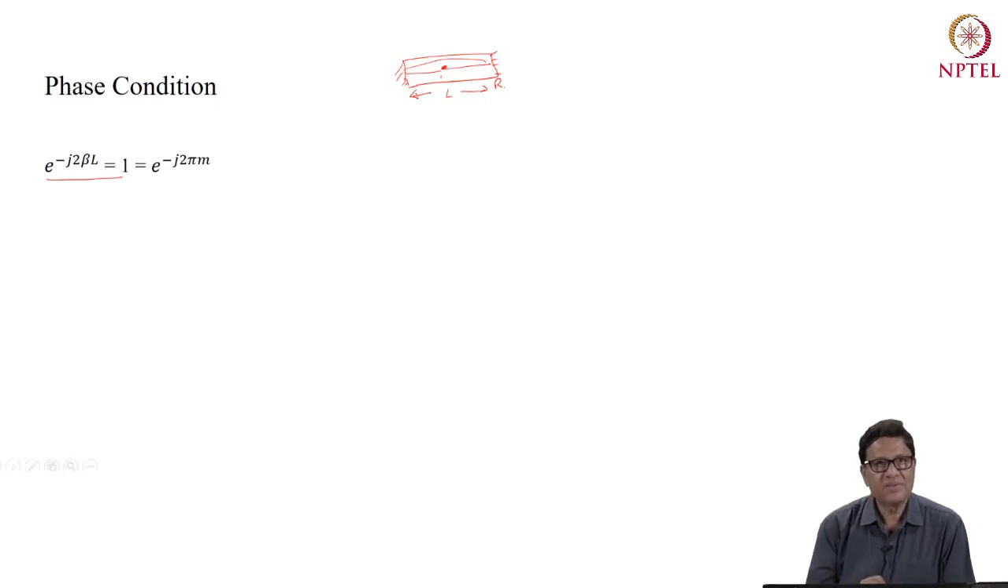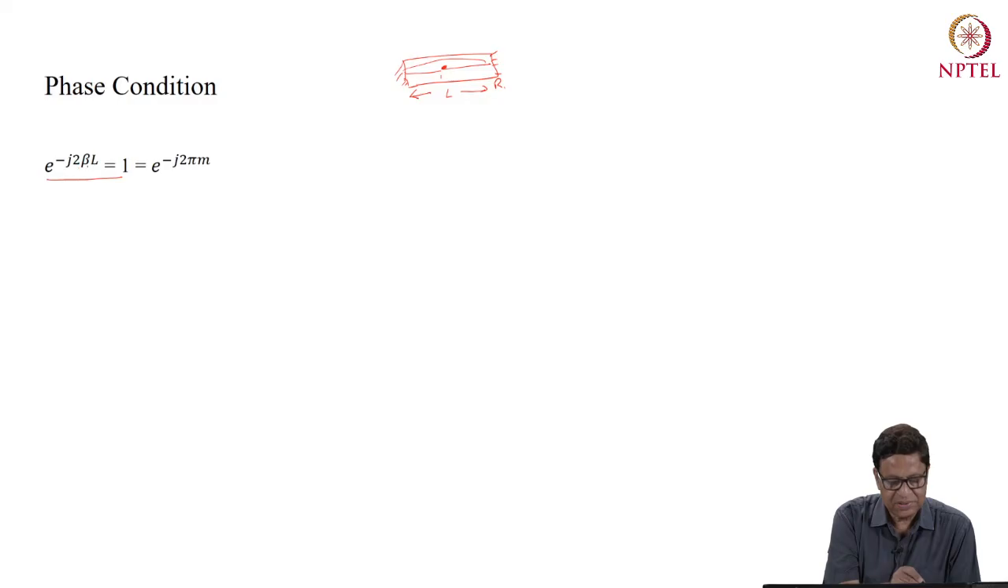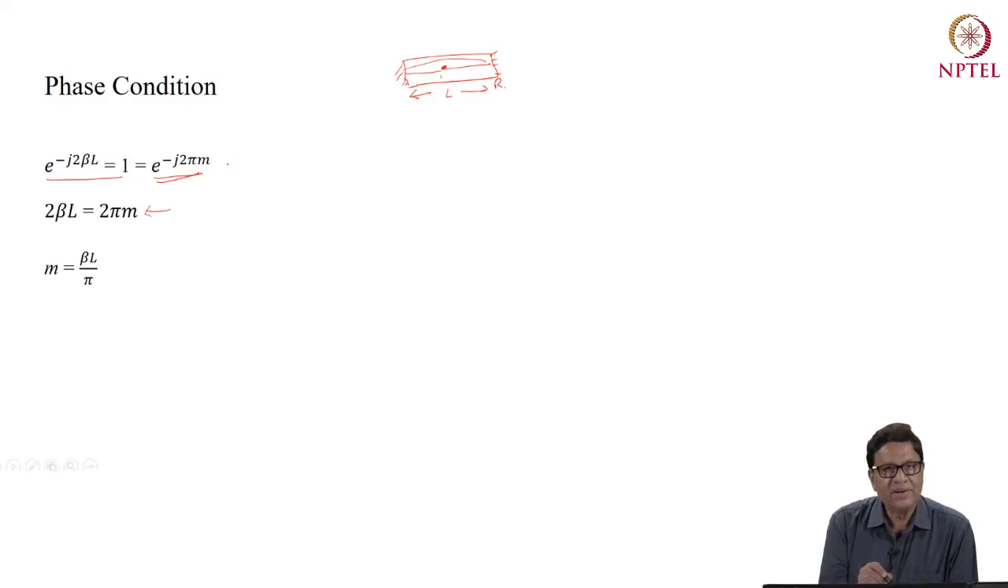So the phase condition is that e raised to minus j 2L into beta should be equal to 1. This can be written in this form: this 1 is equal to e raised to minus j 2 pi m. So this gives you 2 beta L is equal to 2 pi m, where m is some integer. And m is equal to beta L by pi. So this condition will not be satisfied for all the frequencies.